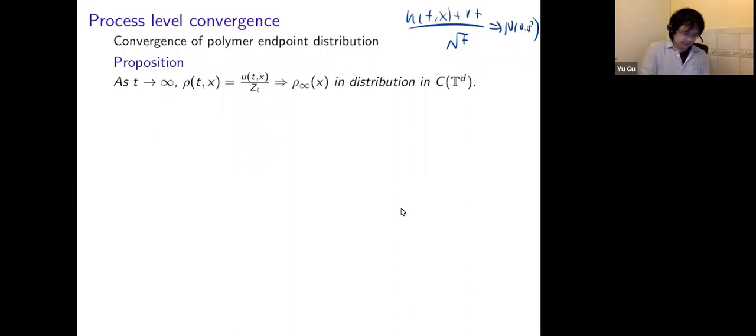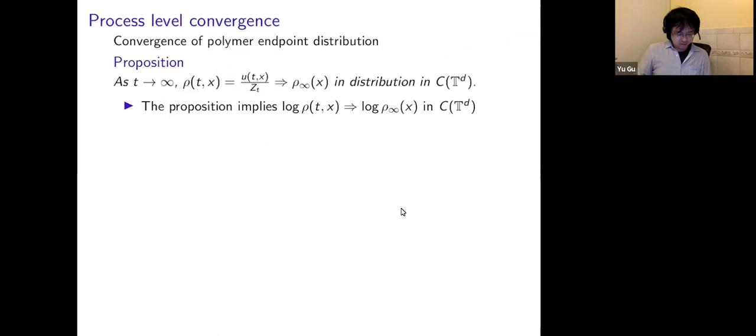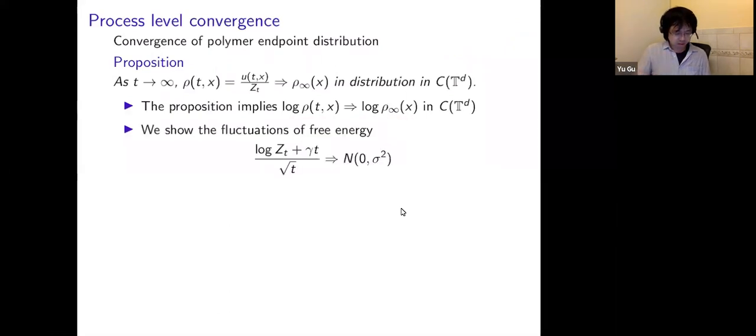It converges to some stationary distribution as t goes to infinity. But you see that you have log of ρ, basically it's log of u, so it's h minus log of z. First of all, this proposition implies that if I take the log, I also have the convergence because everything is positive. Then we show the fluctuation of free energy, the log of z, the partition function. We show the same result for the free energy.